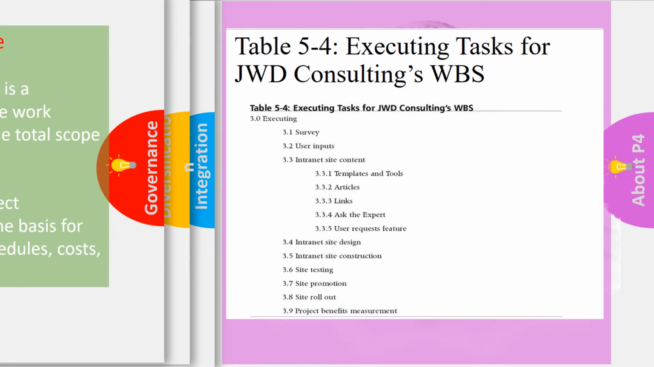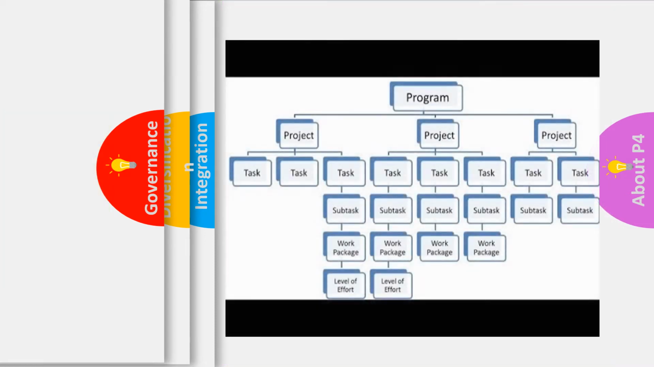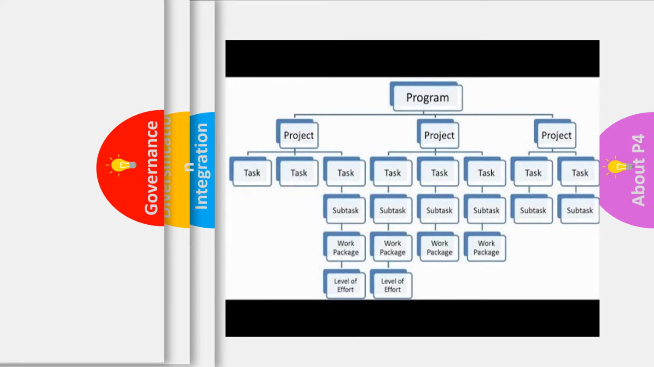So now we're going to see some examples of work breakdown structures, which will have different sections and subsections within them. You might, for instance, have the intranet site content, and within that section you might have articles, links, ask the experts, user requests, features, templates, and tools, and so on. And you keep breaking it down until you come to the elements where you can actually put a cost and time to each of these. We are going to look at this work breakdown structure to gain more of an insight into it.